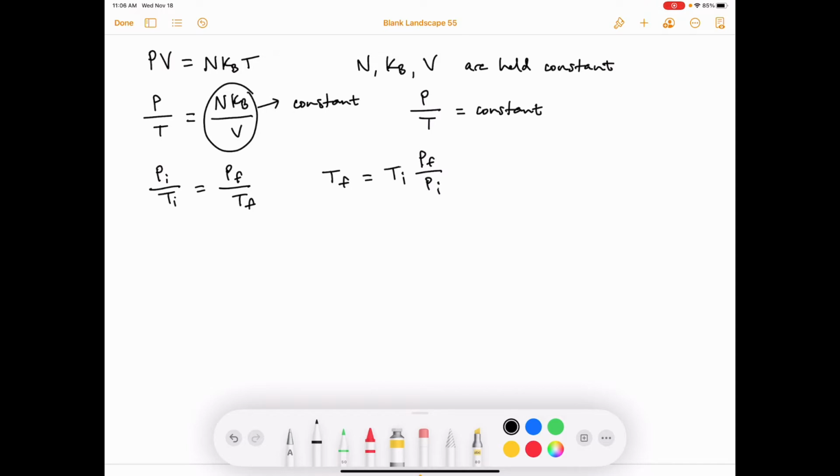Okay, so we're given that the pressure doubles. That means P final is 2 times P initial. Okay, that's how we say the pressure doubles. What do we know about T initial, the initial temperature? Well, it's 23 degrees Celsius, but we can't just plug that in. We need the temperature in Kelvin in order to make any calculations here.